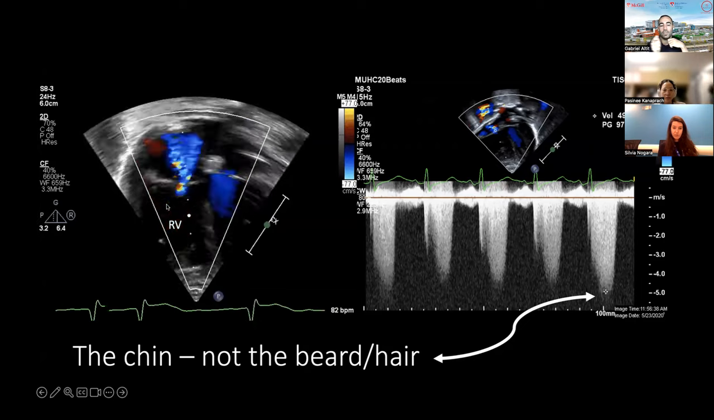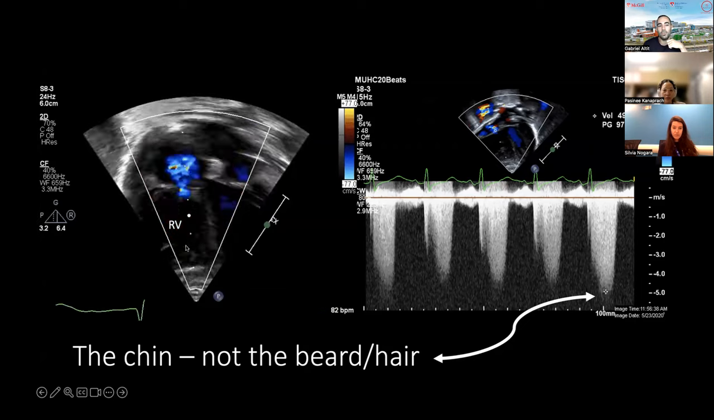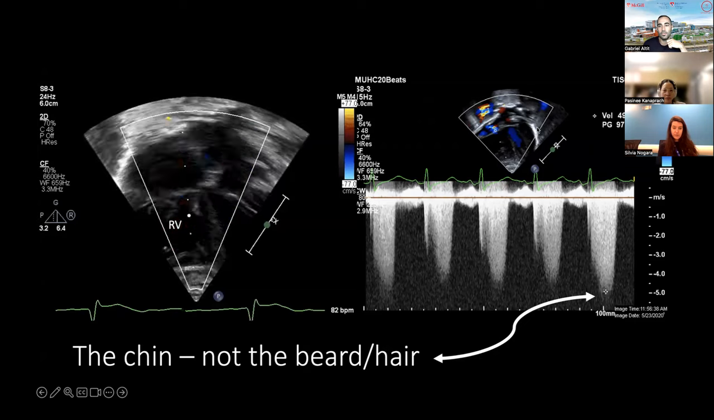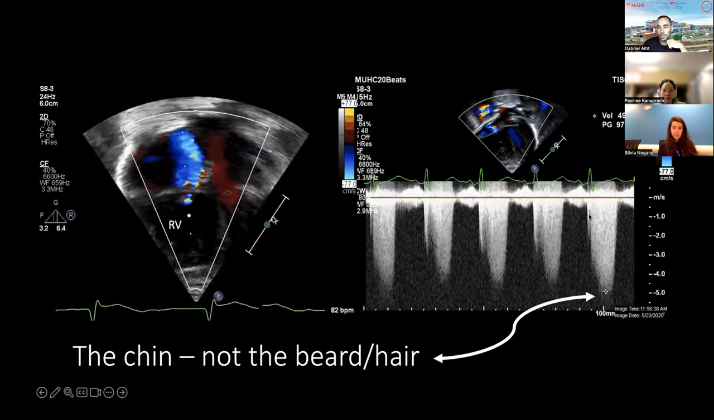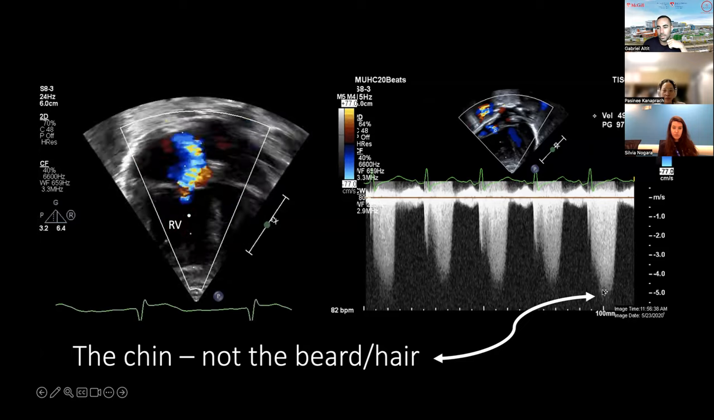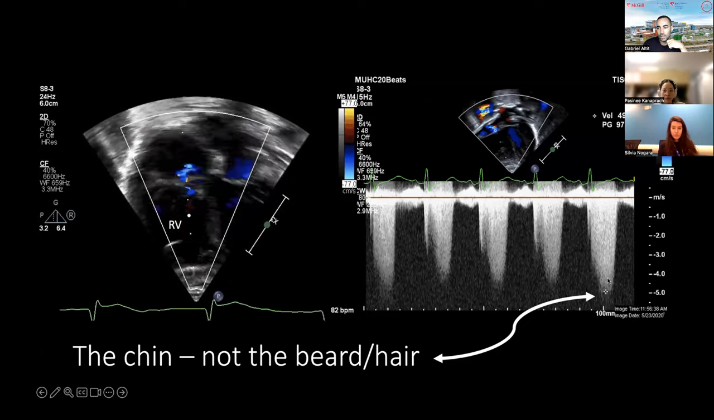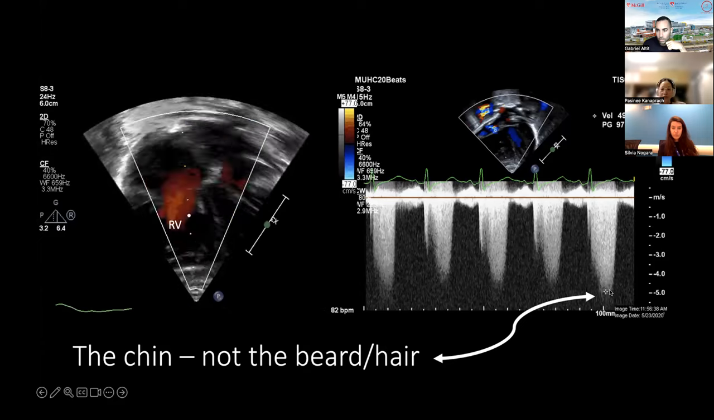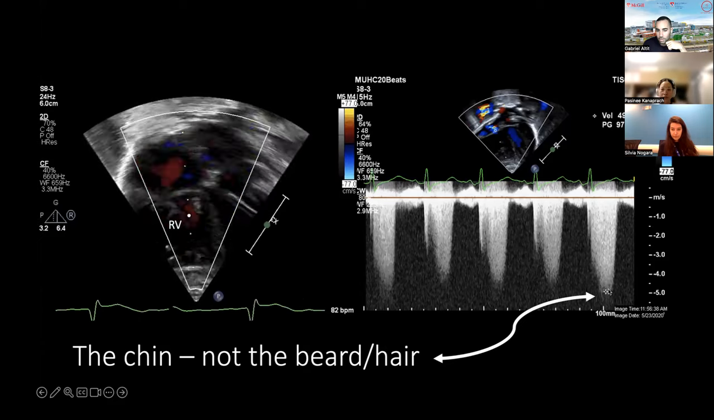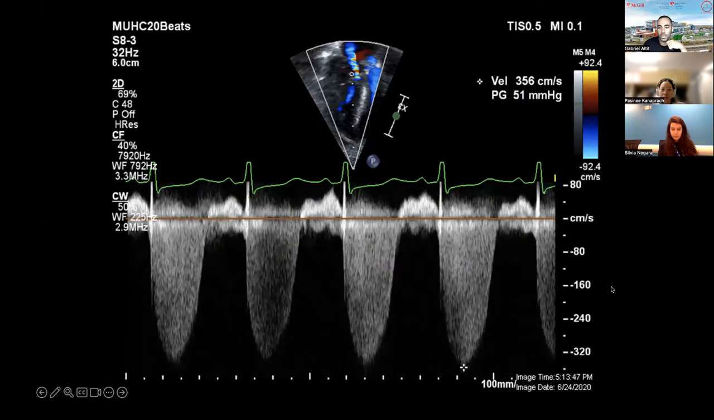So you can see that I'm actually moving my probe to align myself, my line of interrogation. And then I capture my TR. So I get QRS, I get my ascending portion and then deceleration. And what I want is not to take the hair here. I want really the chin of the beard. Okay. So really, I want the chin. I don't want these hair here. I want here, not this. This is the TR.